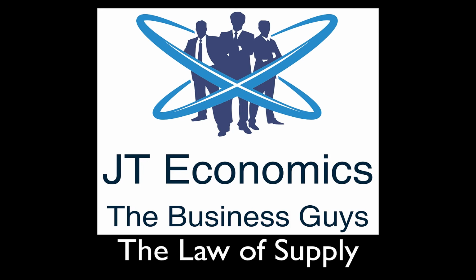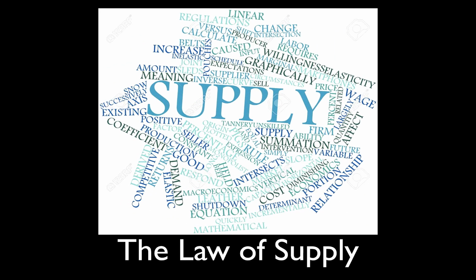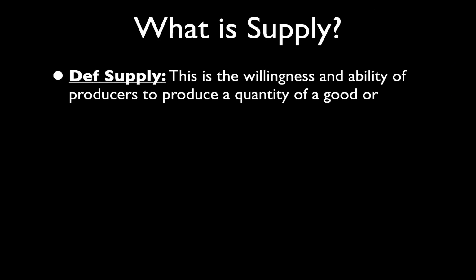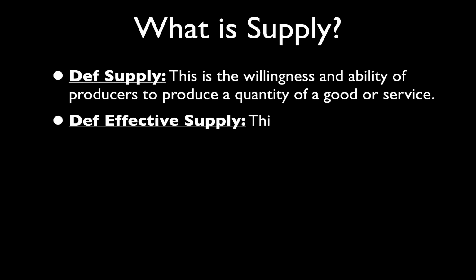Now, we'd already talked about the law of demand. Now we are going to introduce the law of supply, and that is exactly what we're doing now. A couple of definitions, right? First of all, the definition of supply, which we already had in the last video, this is the willingness and ability of producers, of firms, of companies, to produce a quantity of a good or service. All right, no problem there.